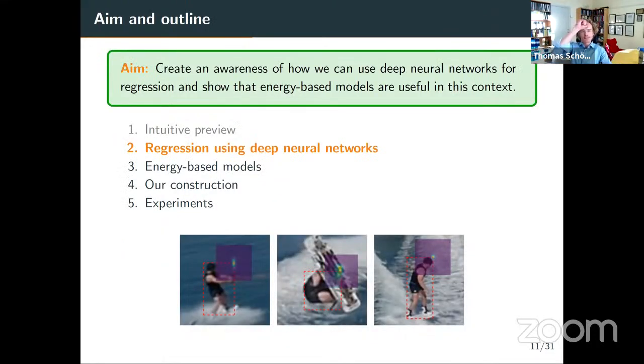Okay, so with that little introduction and preview, let's see how we can do this. First, I'm going to walk you through what is typically done when it comes to solving regression problems in deep learning. So broadly classify that into 4 different classes of existing methods. And then I'm going to introduce the energy-based models if you haven't seen them before, and then say a few more words about the construction that we have and show a few experiments towards the end.